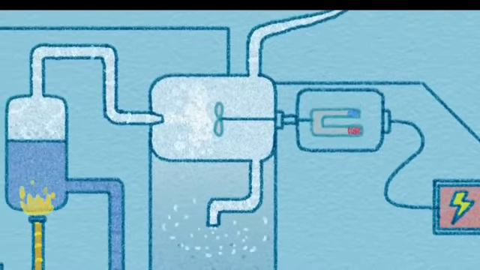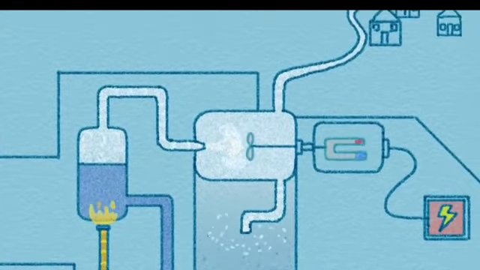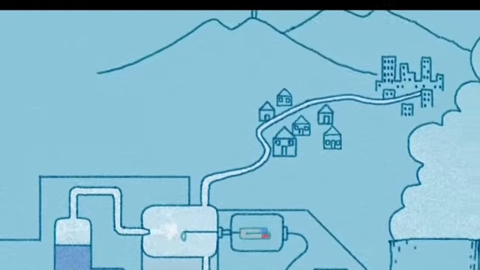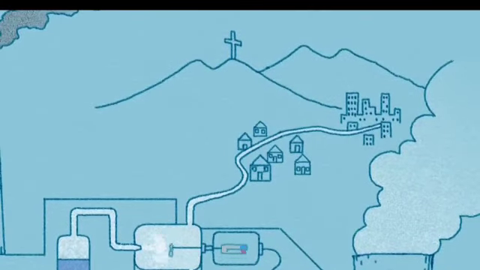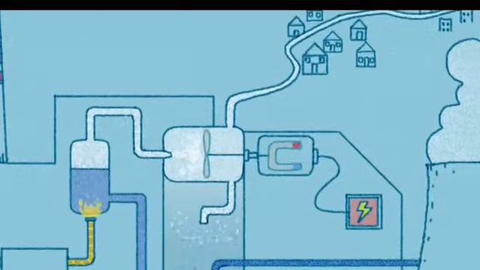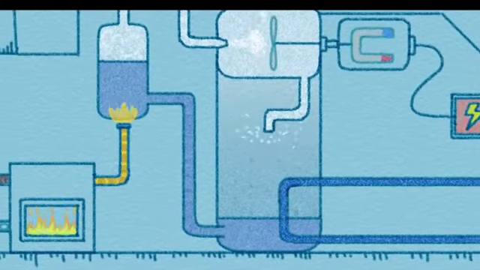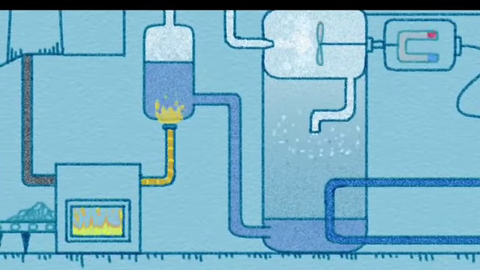Lastly, the steam is separated. Some of the steam is distributed to the surrounding cities and villages via a network of pipes to provide heating. This process is known as district heating. The remaining steam cools, condenses into water, and goes back to the boiler for reheating.